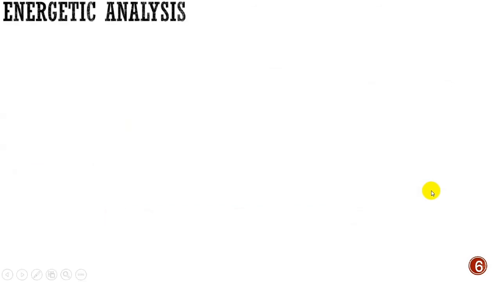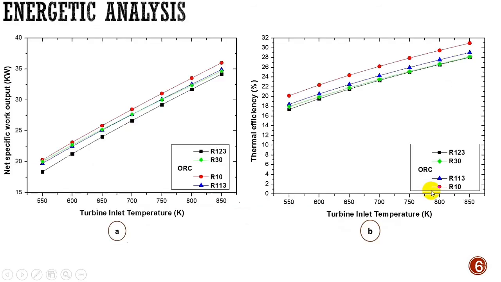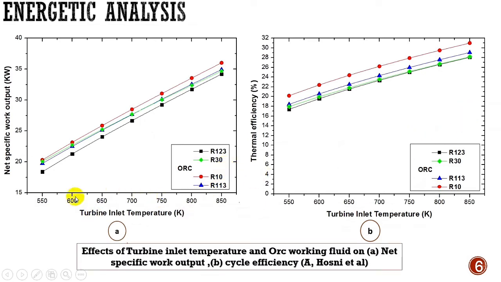So the energetic analysis at 20 megapascal shows that with the increase of turbine inlet temperature, we have an increase in the net specific output and thermal efficiency. And R10 gives the highest work output. Moreover, it's clear that R13 gives better output in comparison with R123, where we can find it similar in the thermal efficiency, and this is a good sign to replace it.